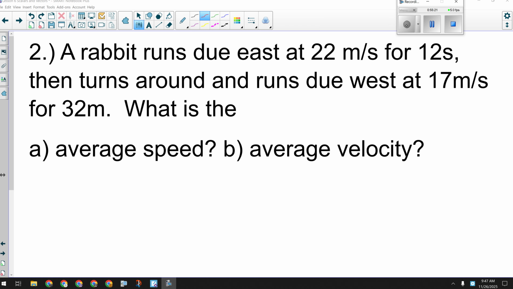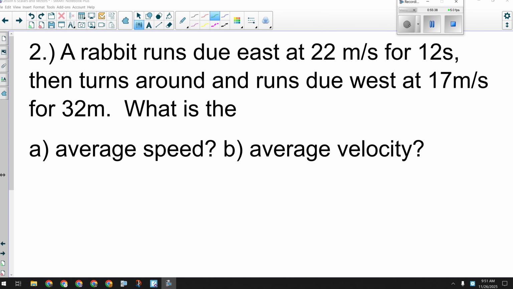Okay, so write this one down, and you can write it on any piece of paper, and give it a try. Just like the bus, same idea: average speed, average velocity, total displacement, total time. You can look to the bus question to help you with the steps.